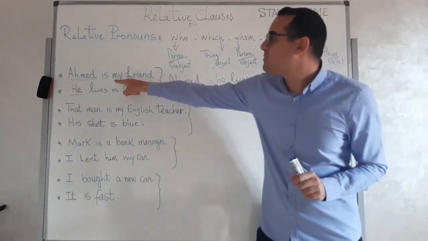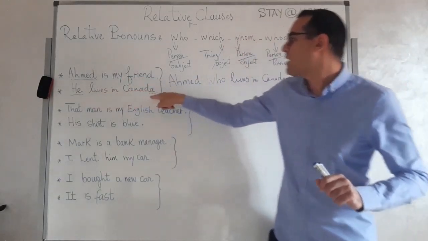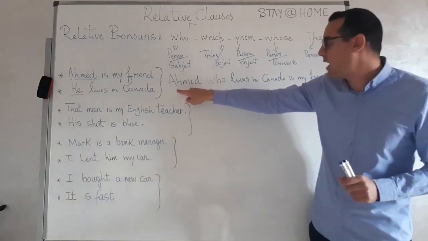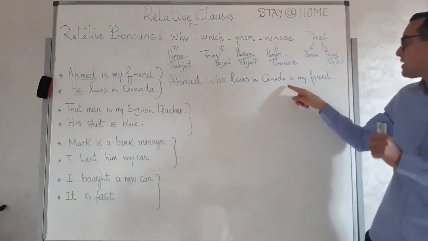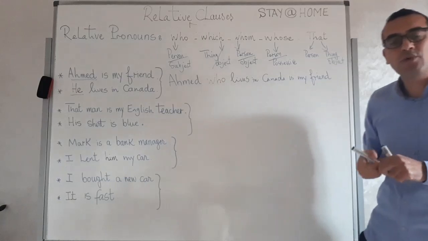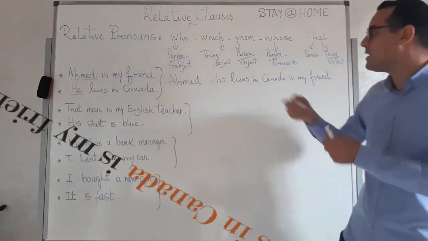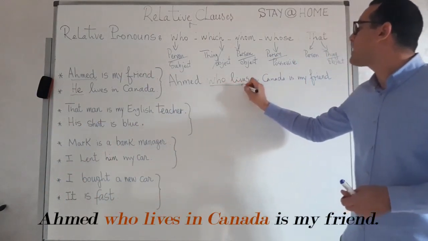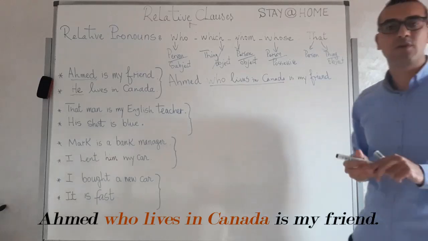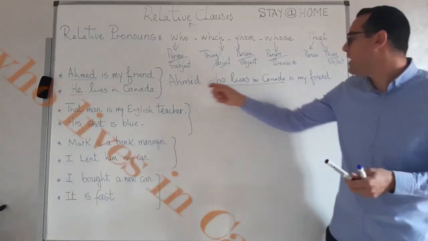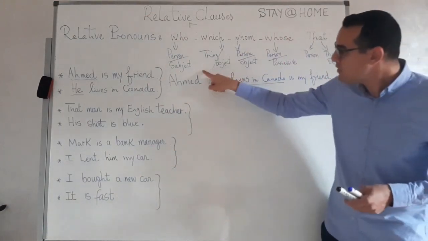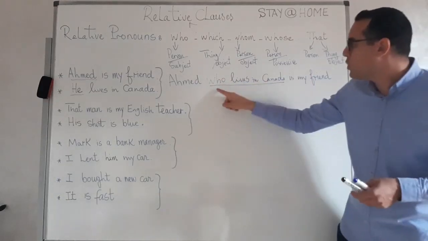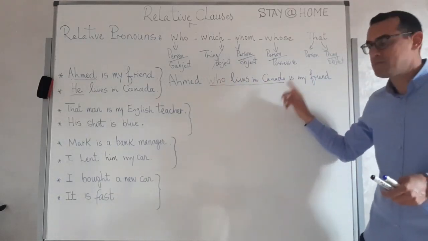So we have: Ahmed is my friend. He lives in Canada. So we get this sentence: Ahmed, who lives in Canada, is my friend. The relative clause that we have in this sentence is who lives in Canada. We have Ahmed is my friend, and the relative clause is limited here: who lives in Canada. Good.